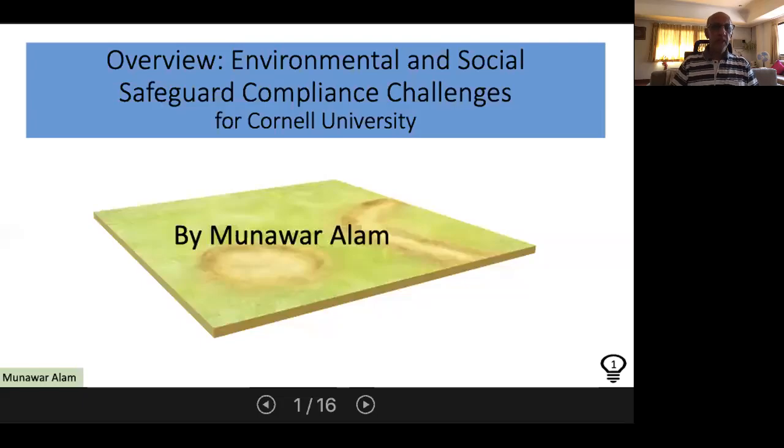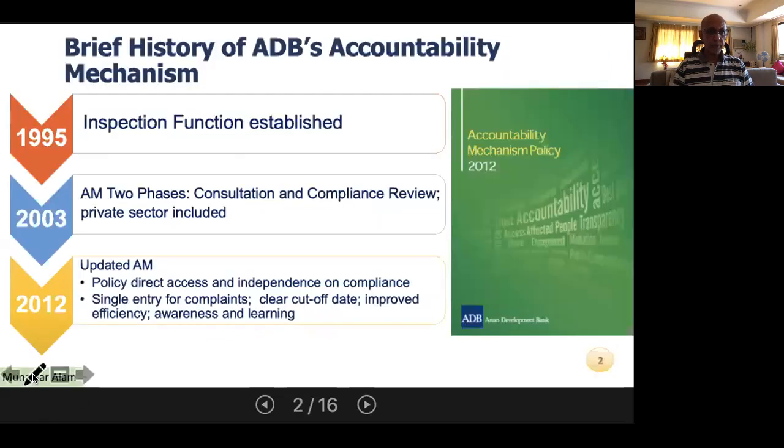Good morning, everyone. Today, I will be talking about the environmental and social safeguard compliance challenges that are faced in institutions such as ADB when implementing the safeguard policy. And these are the practical aspects of complying with the ADB's policies and procedures. I will deal with one case study in Sri Lanka. But before we get into the case study, I will briefly touch upon the ADB's accountability mechanism policy.